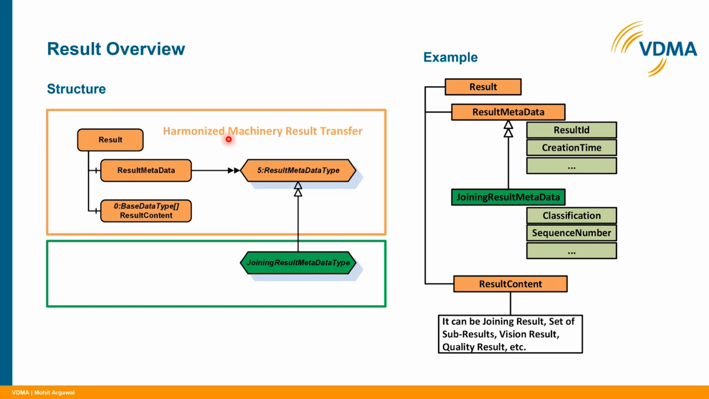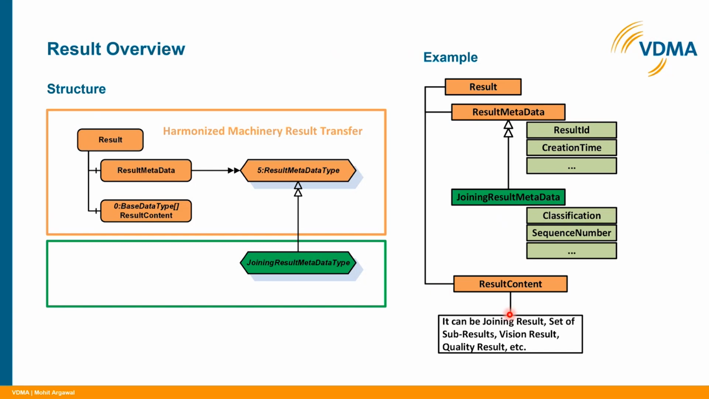So what is the result? Whenever we perform a joining operation, there is a set of measurement values and a set of graphs or curve values which are generated. And those are encapsulated into 2 different elements. One is the metadata, which will consist of identification of the result, timestamp, status, whether it is okay, not okay, and so on. And there is a list of metadata which is defined. The orange color blocks which we see here are from machinery result transfer. And we have reused that and extended it. So in the joining specification, we extend the metadata and reuse the content.